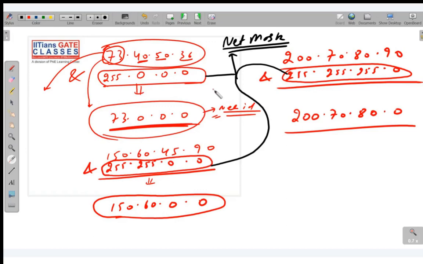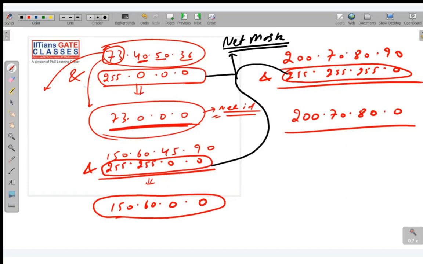Bitwise AND operation between the given IP address and corresponding net mask. Okay. And now write the net mask for class A.